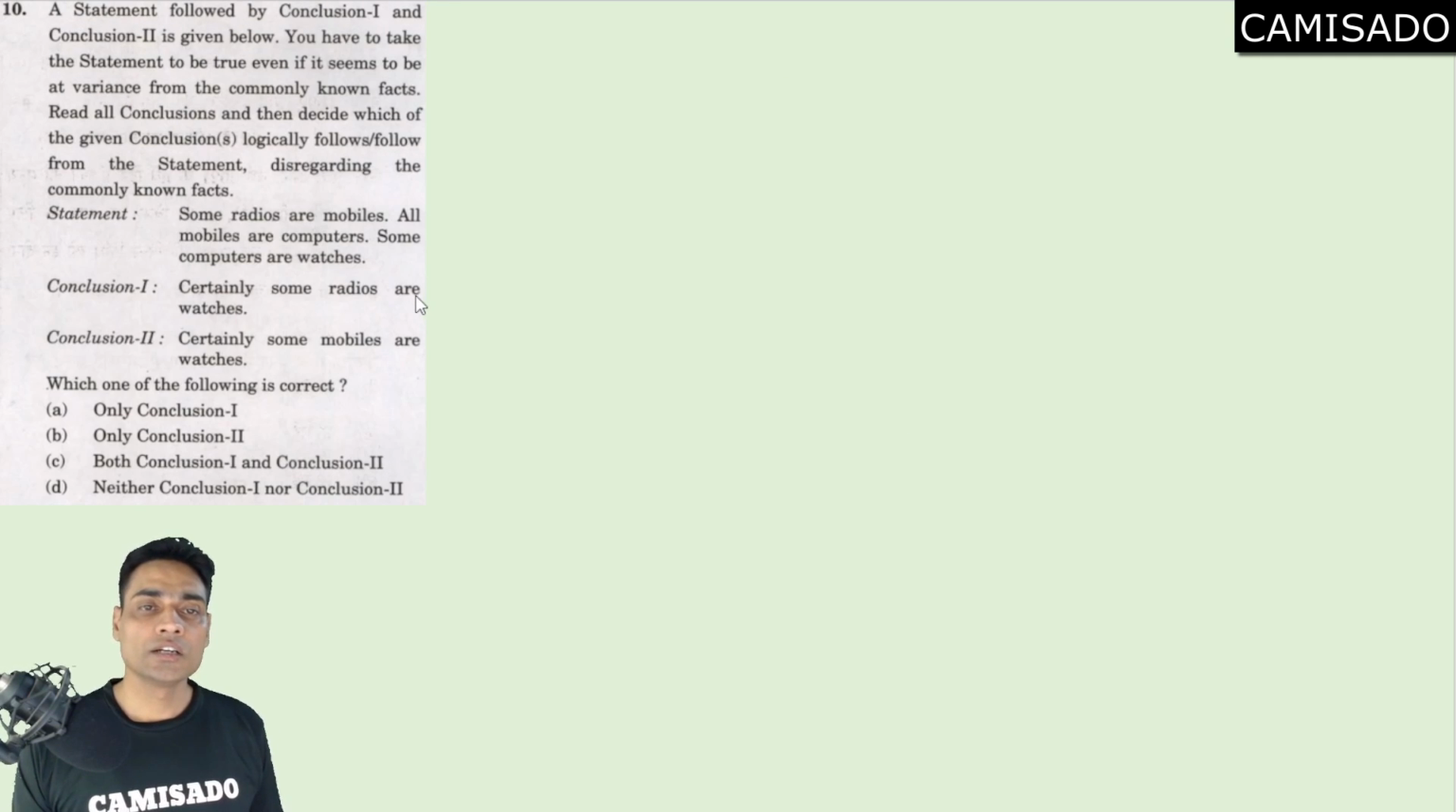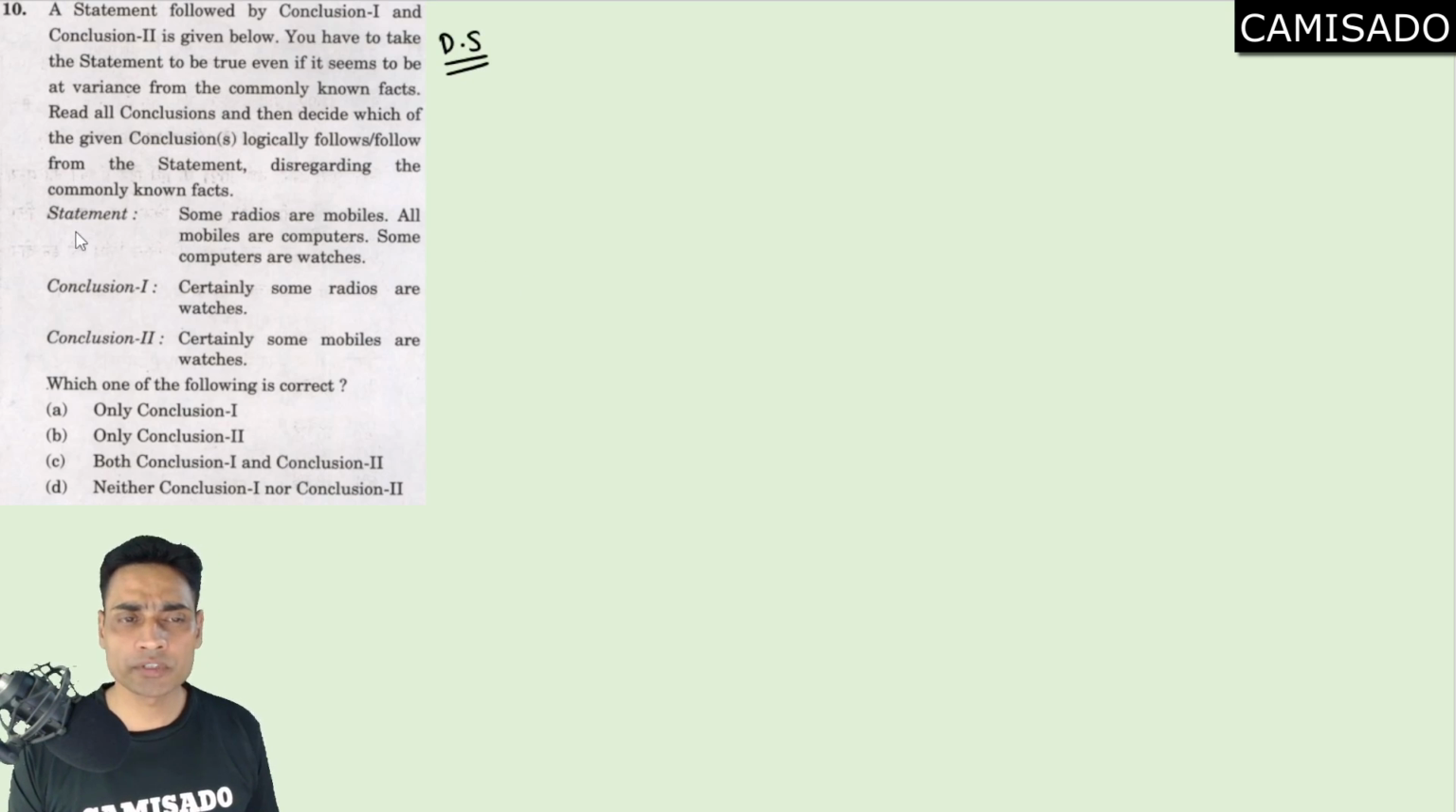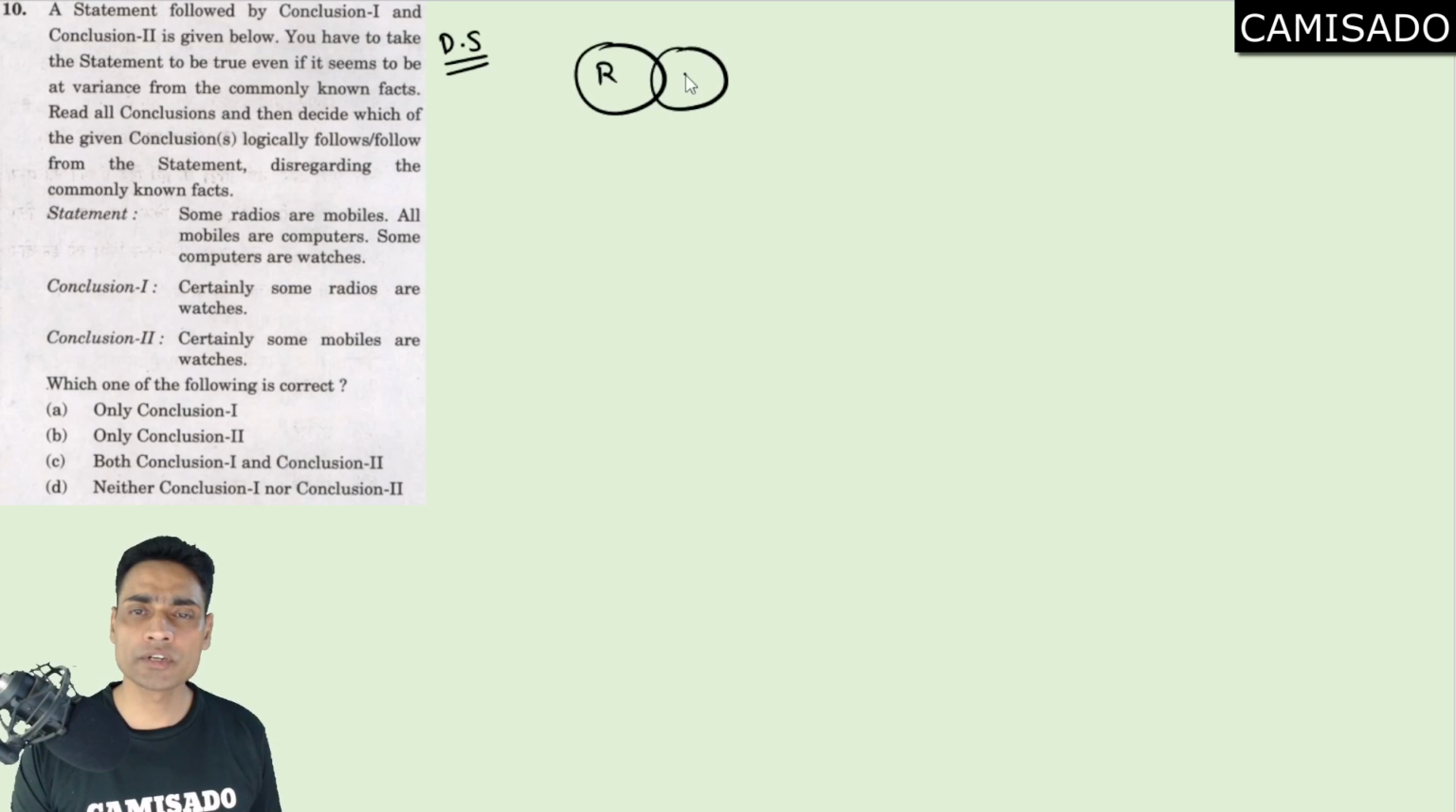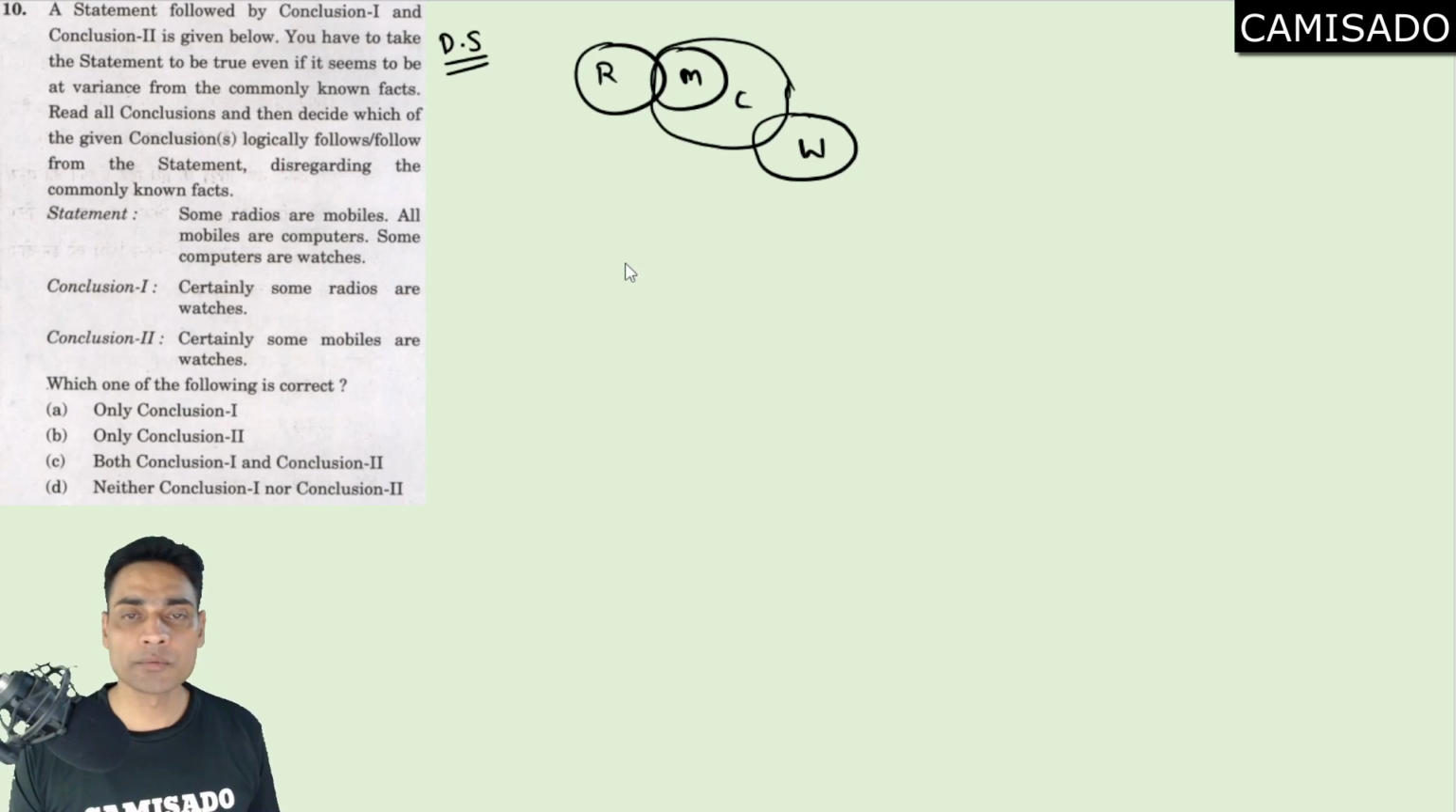Now next, this is a question of data sufficiency, DS again. I am not reading this sheet here. I am directly coming to the statement. Some radios are mobiles. All mobiles are computers. And some computers are watches. This is the format. So some radios are mobiles, all mobiles are computers, some computers are watches.